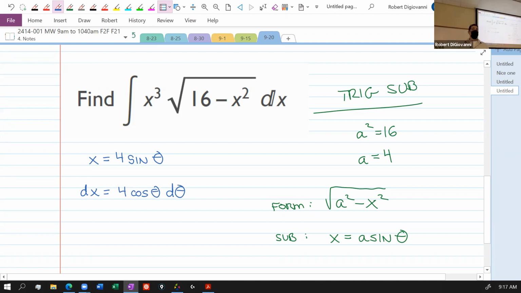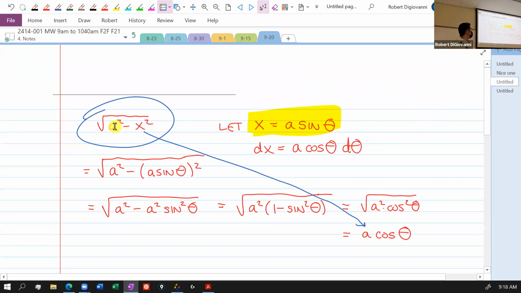Now, without doing any algebra, what will the 16 minus x squared become? What will it become? Anyone? Think back to the previous note. Whenever you have a squared minus x squared under a root, when we do the substitution and do all this algebra, we're guaranteed it's going to wind up at the end to be what? A cosine theta, right? Guaranteed. Now, if you want to show all this work, you can right now. But I know the answer is going to be A cosine theta.